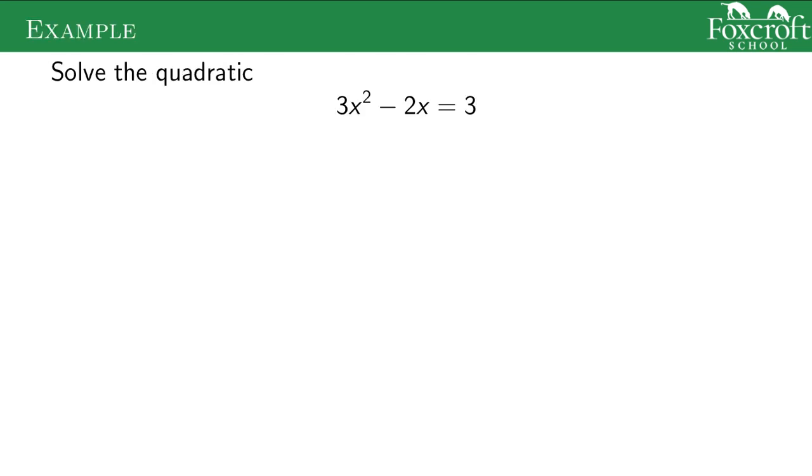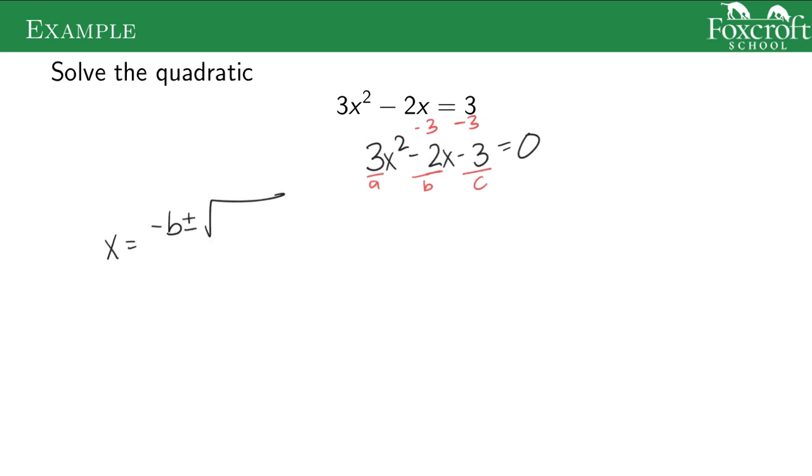All right, so this one, 3x squared minus 2x equals 3. Can't use the quadratic formula yet. Before I do that, I have to subtract 3 from both sides. But once I have that, I now know my A value, my B value, and my C value. And make sure you include those negatives with B and C. So the quadratic formula says that the answer to this equation is negative B plus or minus the square root of B squared minus 4AC, all over 2A. It's always this formula, you just have to have it memorized.